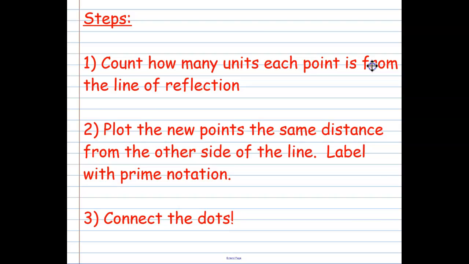All right, these are the steps for graphing a reflection. Basically, we're going to count how many units each point is from the line of reflection. We're going to plot the new points the same distance away on the other side of the line of reflection, though. And we're going to label it with prime notation. And then we're going to connect the dots when we're all done with that.